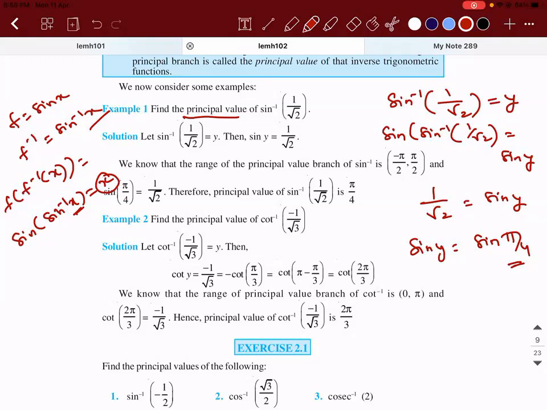But you should not write it, because the question says principal value. So sine y is equal to sine pi by 4. Now y is equal to pi by 4. You can think it's a simple problem, but why are we doing all these steps?